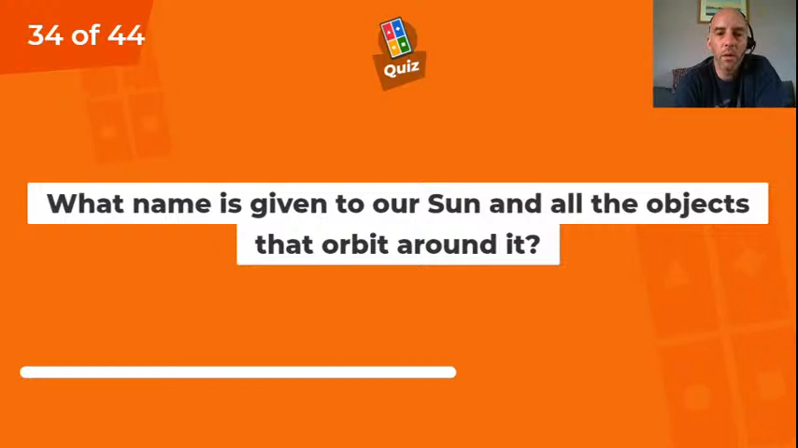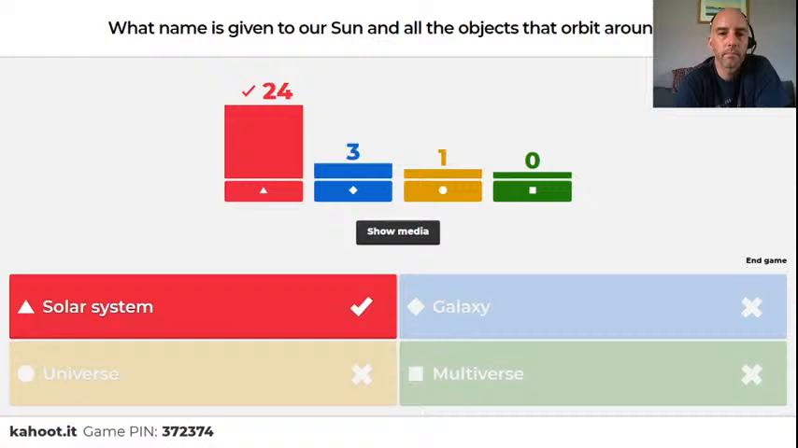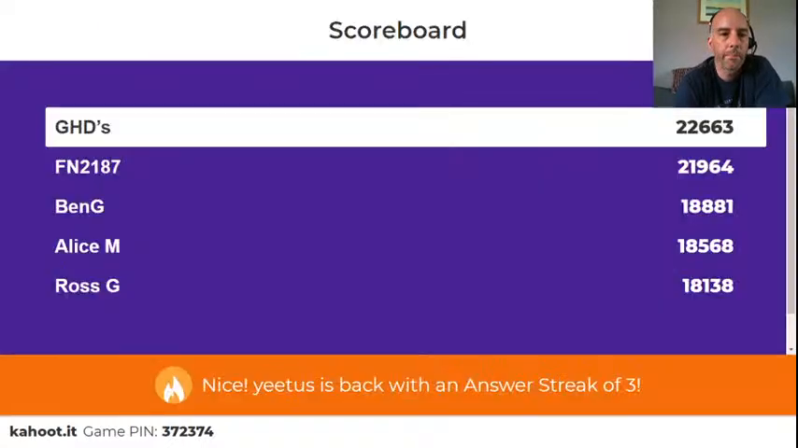What name is given to our Sun and all the objects that orbit around it? It is the solar system. No change at the top. Now, I've got a feeling I try to remember the next few questions. I think this is where I'm going to go off on one again and go on a wee talky bit, I'm afraid. Right, here we go.